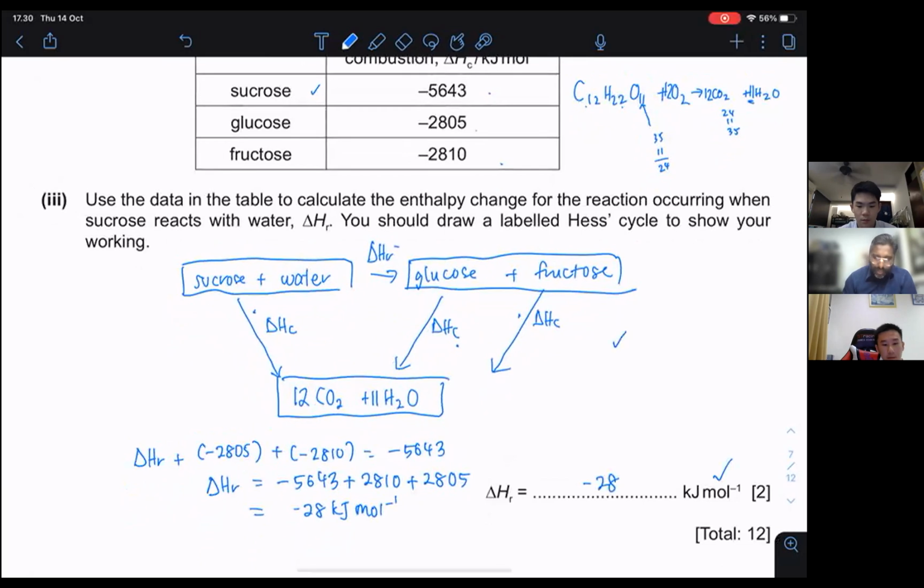If you are not sure how to do this, again, please think: it's combustion. Combustion means glucose is reacting, fructose is reacting, sucrose is reacting. So something reacting means the arrow will be facing out. It's reacting with oxygen, meaning sucrose plus oxygen, this one plus oxygen, and so on. Okay, let's move forward.